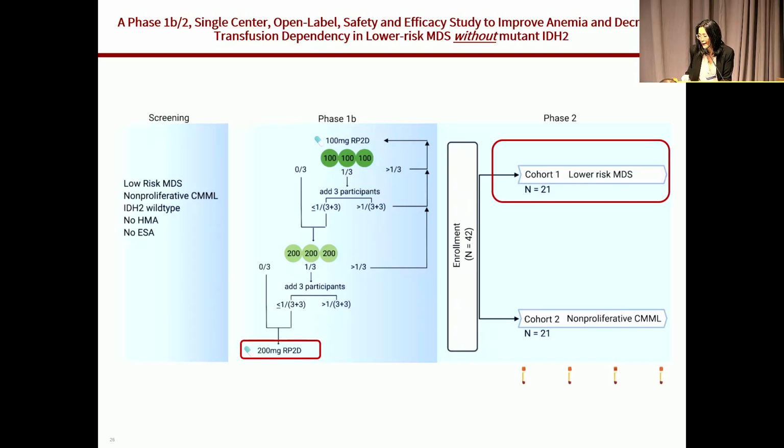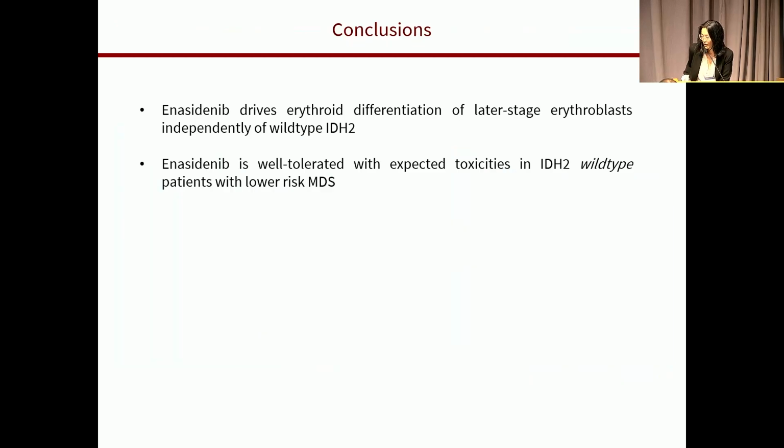And so, as I mentioned, the RP2D for enasidenib in this IDH2 wild-type lower risk MDS trial was determined to be 200 milligrams, and we're in the middle of the phase 2 accrual for this clinical trial, and it should conclude at the end of this year.